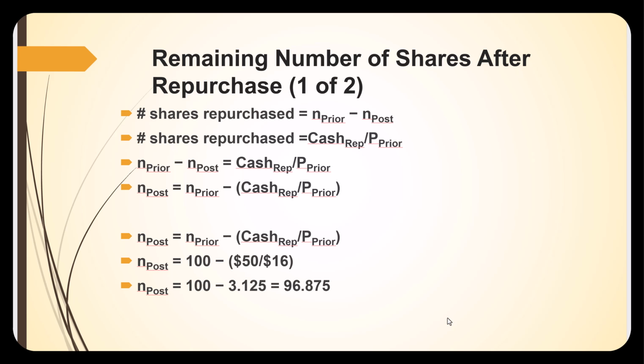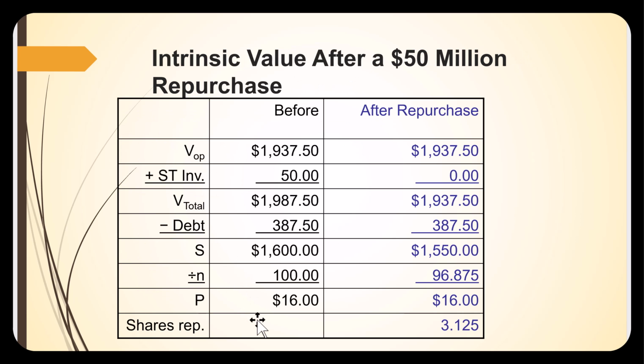So we need to figure out how many shares we are going to buy back. The post-repurchase number of shares is whatever you had before minus the cash repo. How much are you going to buy back divided by the price? In this example, you can see here we're going to end up with 96.87 million shares. We're going to buy back 3.125 million shares.